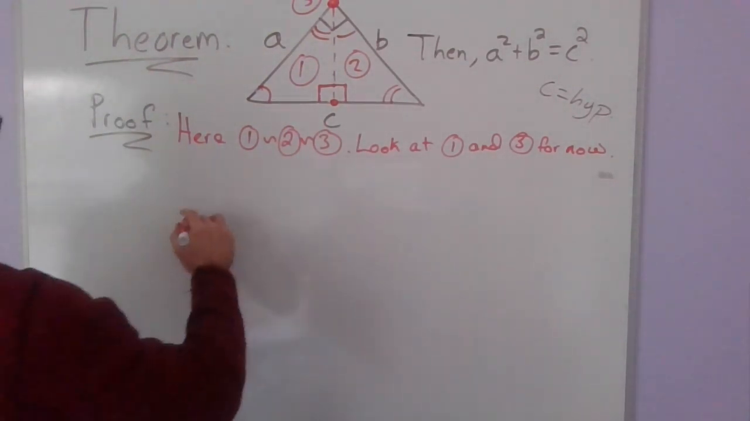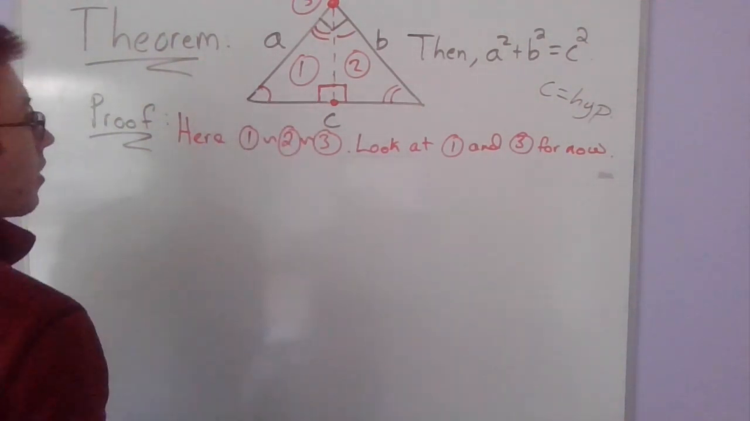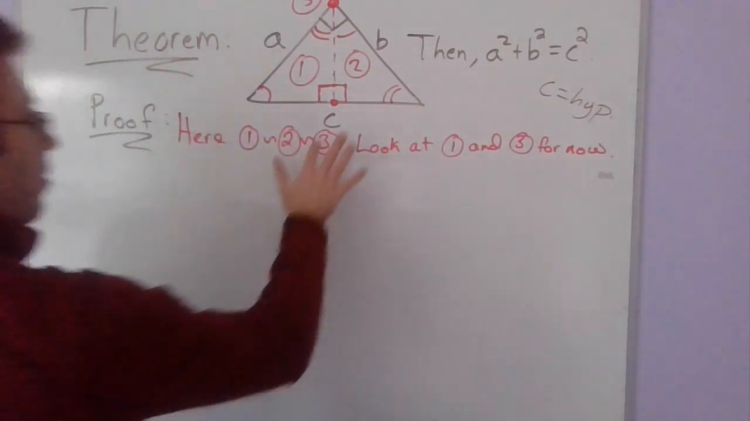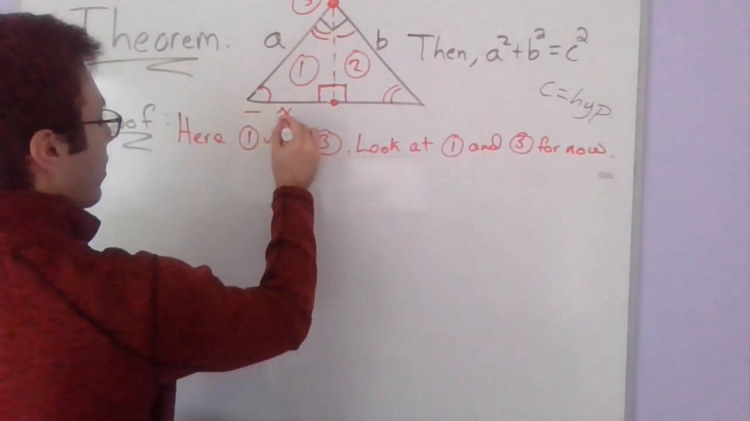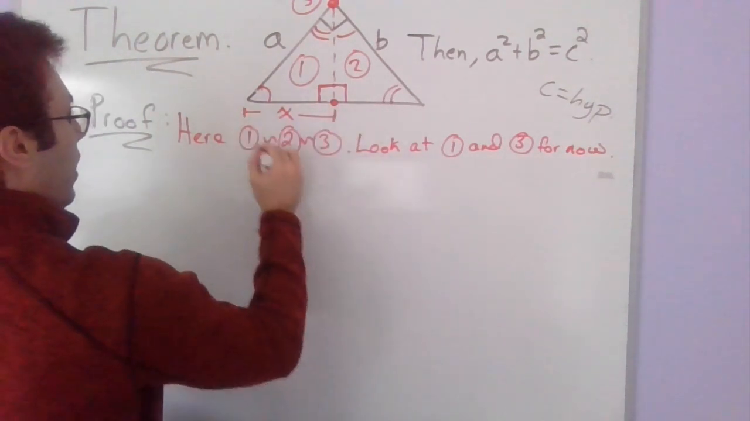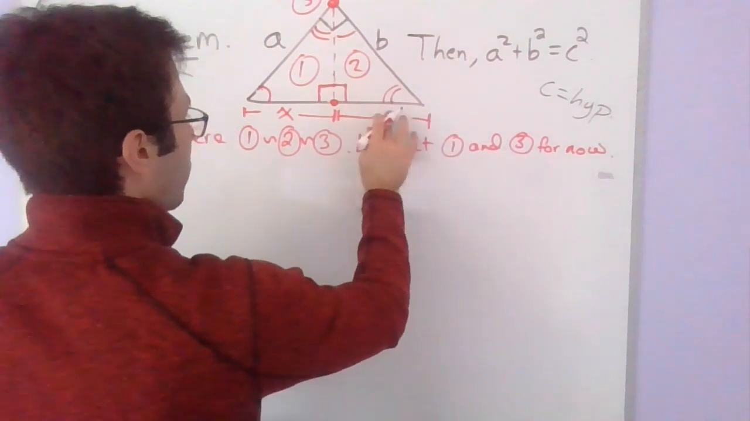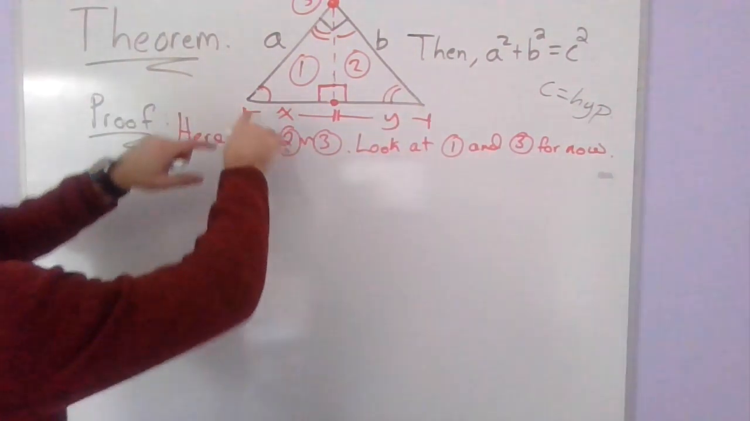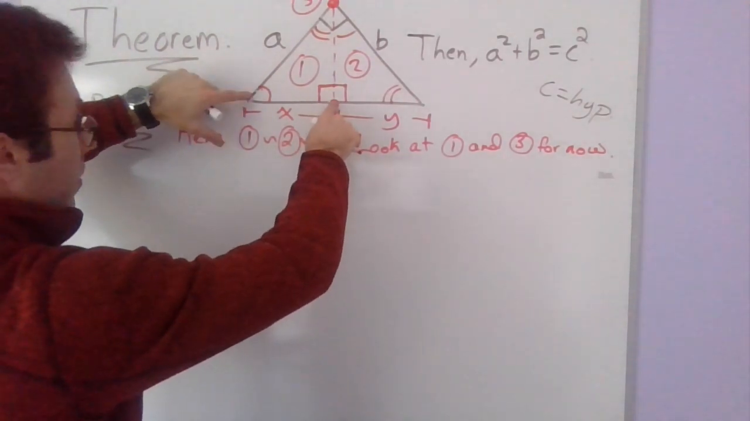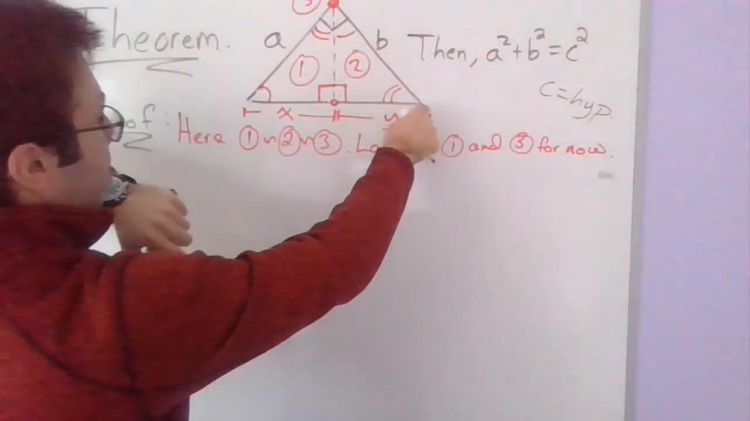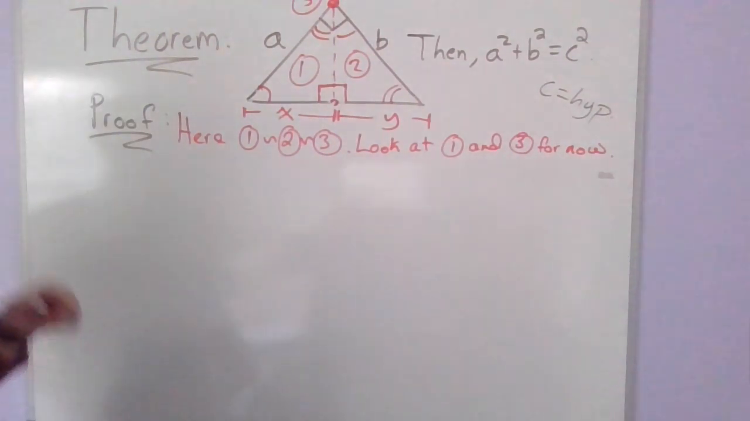So right here, if I look at triangle 1, I'm just going to redraw it here. Actually, I'm going to do one more thing with this diagram above. I'm going to say that this distance from here to here is x, and this distance from here to here is y. So the distance from here to the base of our altitude is x, and this distance from here to here is y. So x plus y is going to give us the hypotenuse.